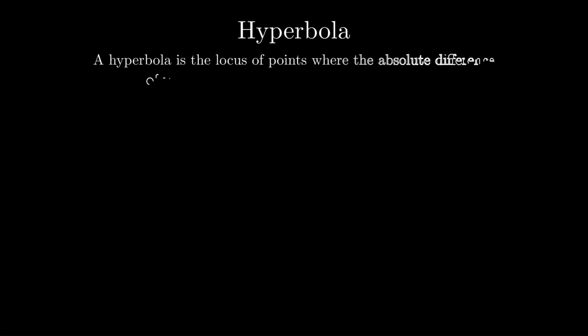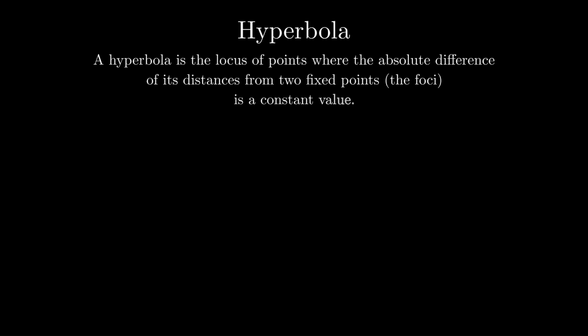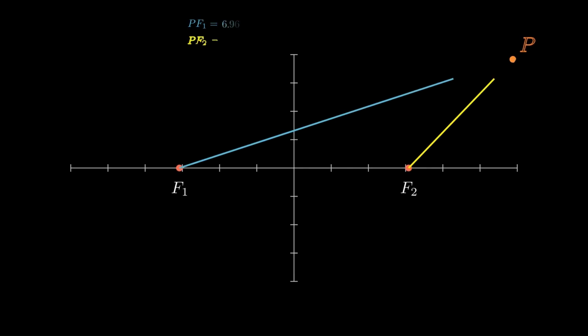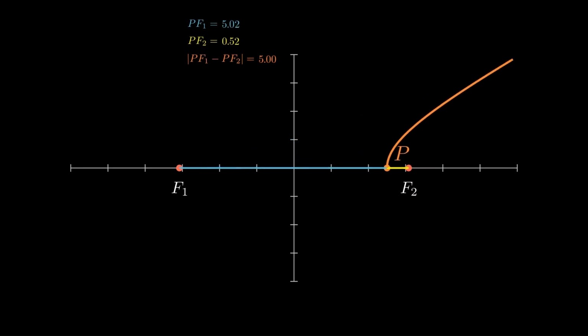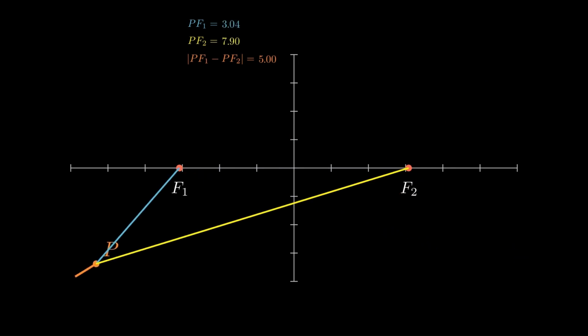Finally, let's explore the hyperbola. A hyperbola is the locus of points where the absolute difference of its distances from two fixed points, the foci, is a constant value. Like the ellipse, a hyperbola is also defined by two fixed points F1 and F2, its foci. However, for a hyperbola, it's the absolute difference of the distances from the two fixed foci that remains constant.